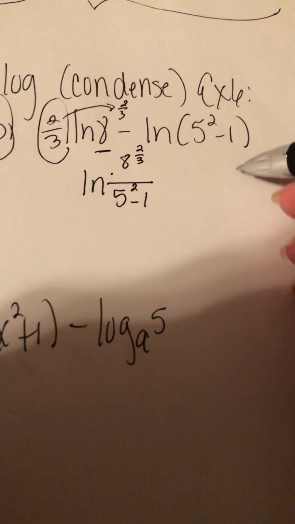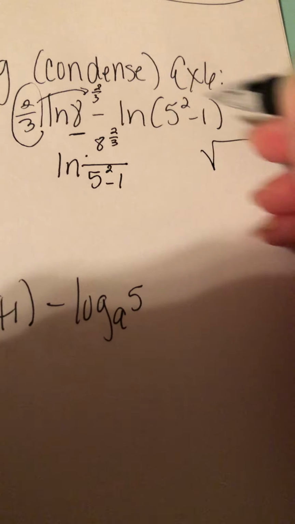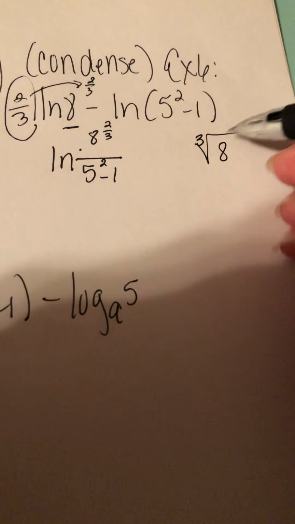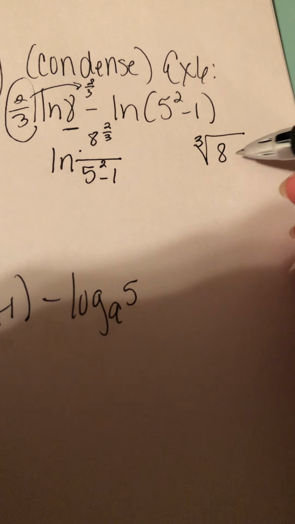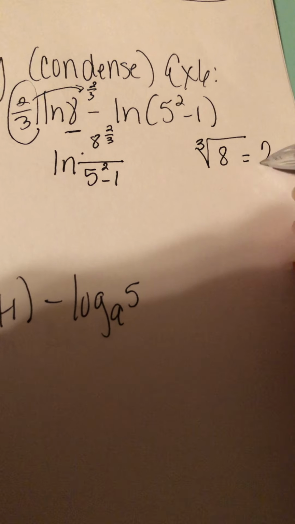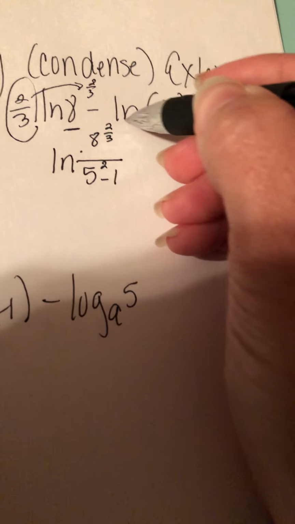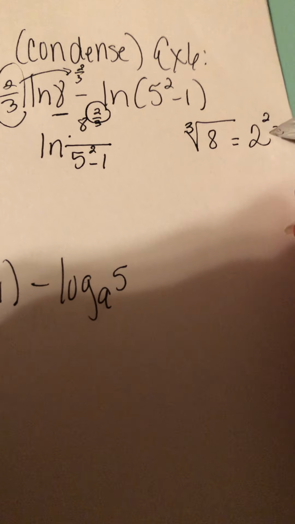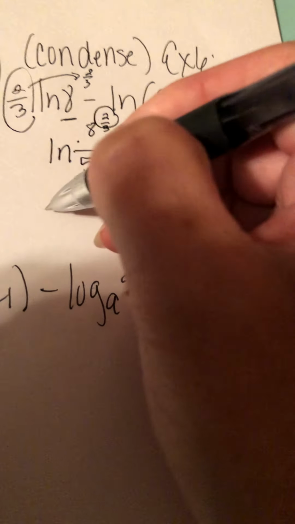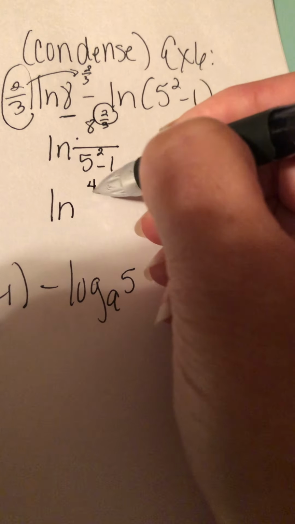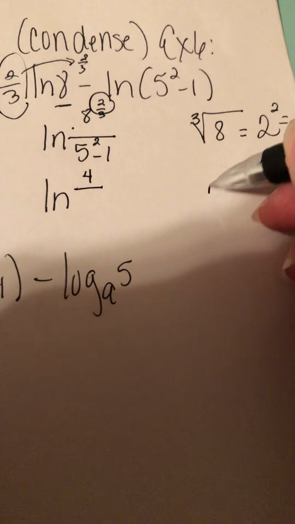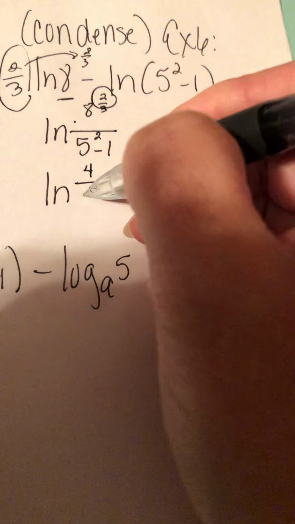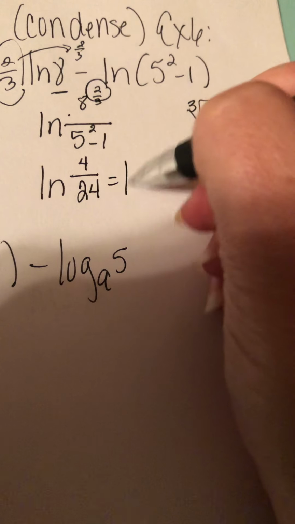So as I look at 8 to the 2/3, let's think about that for a moment. That denominator, 3, is the root of your radical. So what I have is the third root of 8. Well, it's 2 times 2 is 4, 4 times 2 is 8. The third root of 8 is 2. Now, whatever I have up here, this is going to be the exponent I'm going to put in my answer. 2 times 2 is 4. So now I have the natural log of 4 over 5 squared is 5 times 5, or 25, minus 1 is 24. So I have the natural log of 4/24.